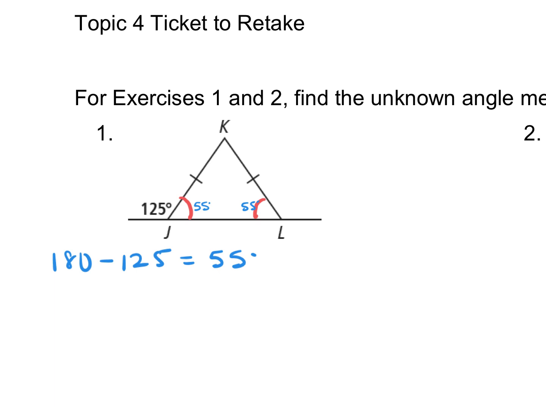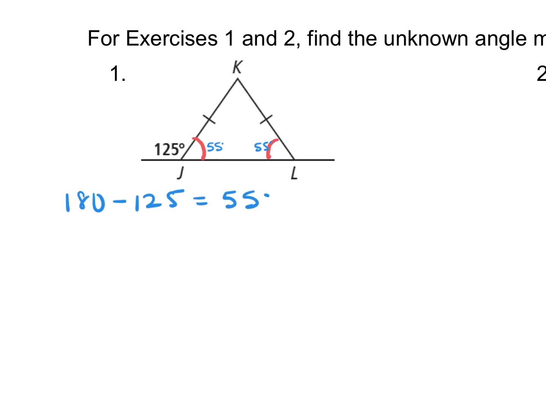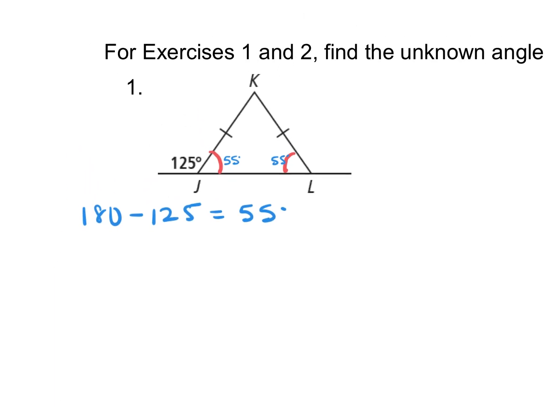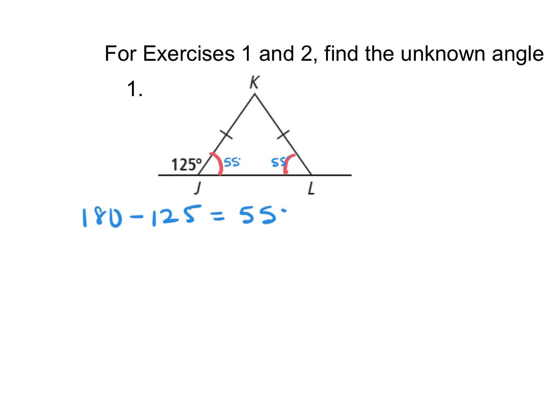And then we need our last angle up there at K. To find that, we can take 180 minus those two 55 degree angles, because now we know two angles inside this triangle. So 180 minus this 55 minus this 55 is going to leave us with the last angle that we need. And that's a 70 degree angle. All right, so let's go ahead and list these angles.